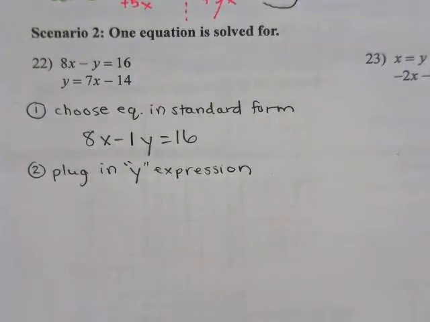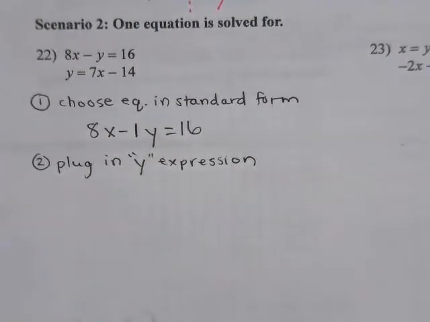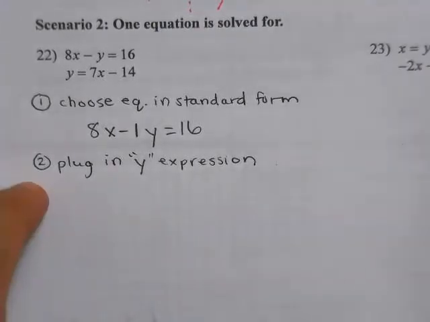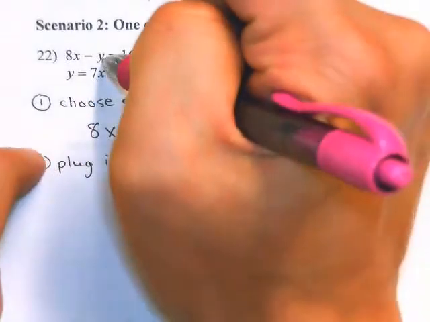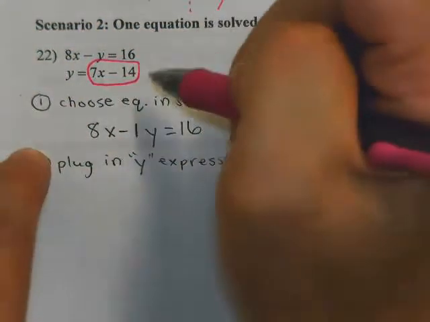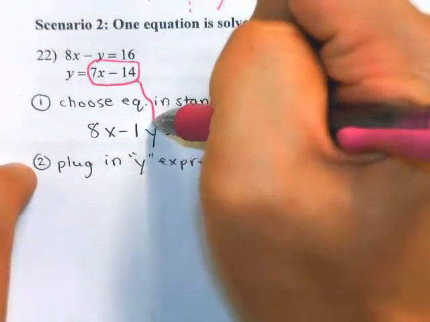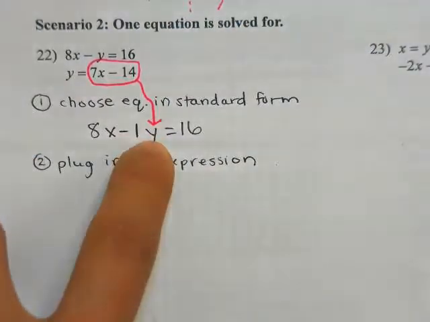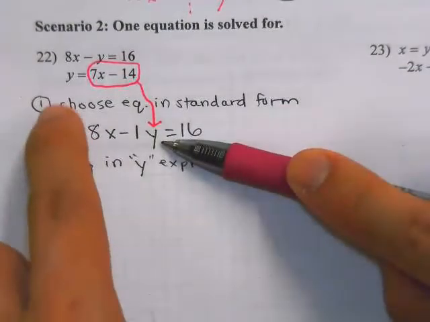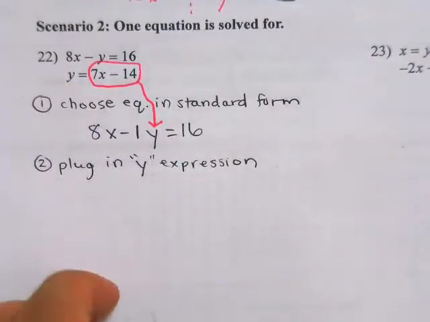In this specific example, your step number 2 is you're going to plug in the y expression. What I mean by this is, you see how y is equal to 7x minus 14? So this is the expression for y. What we're going to do is plug it into the standard form equation where y is at. I'm plugging it in on the y because this is y equals.